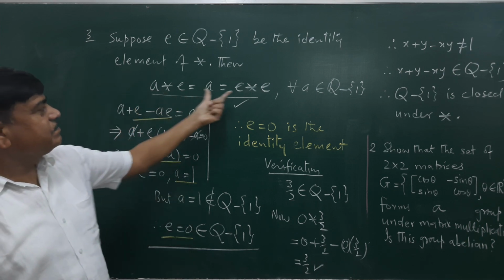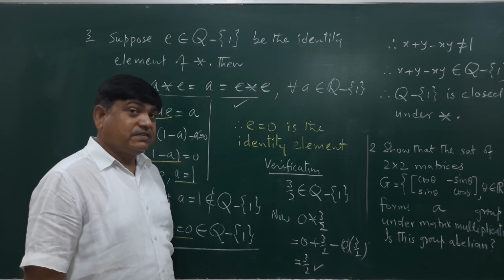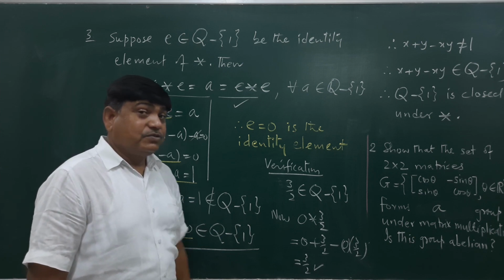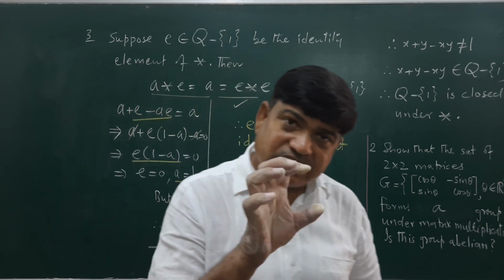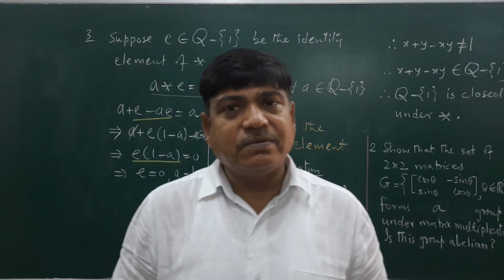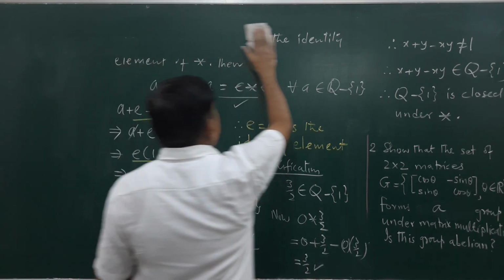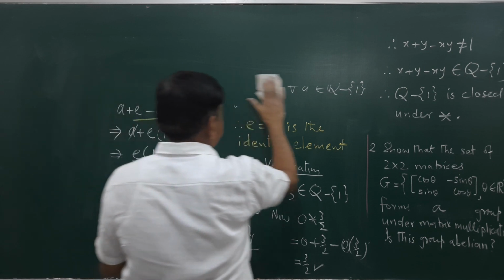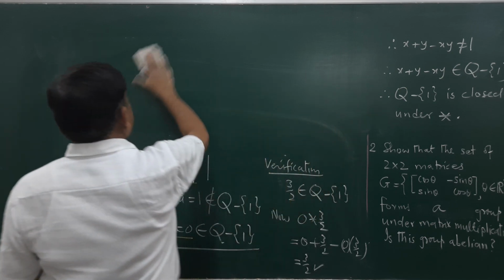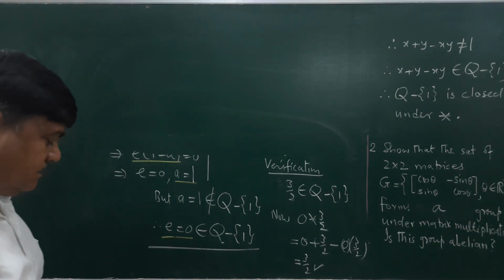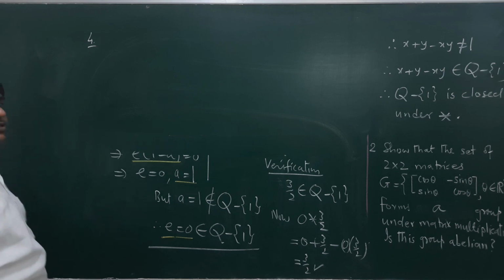See this, it is this. So 0 is the identity element of this binary operation. Okay. Fourth part.